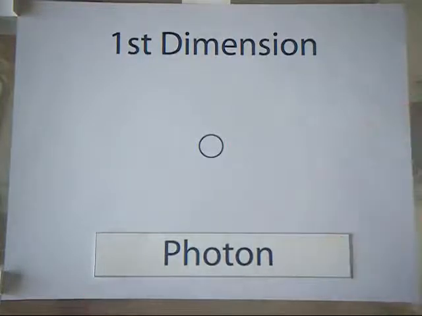And so another possible definition of first dimension could be photon.